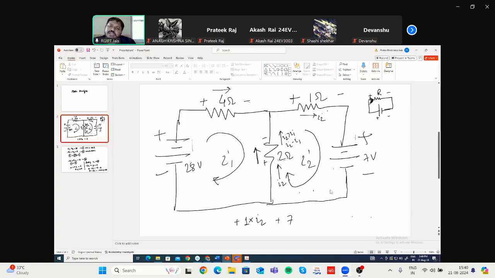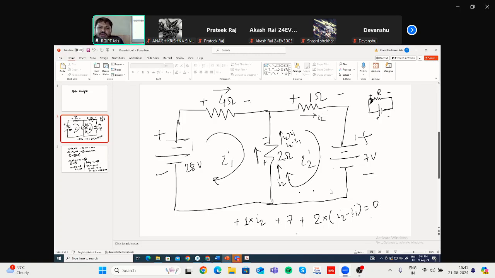So here also, if current is flowing in this direction, definitely this should be plus, this should be minus. So if you are moving in clockwise direction, you are encountering the plus sign first. So plus sign. Again, what is the voltage drop? V is equal to IR. So what is the resistance? That is already given, 2 ohm, multiplied by the net current. We have considered that I2 is greater than I1, so net current is I2 minus I1. And the sum should be equal to 0 according to KVL.